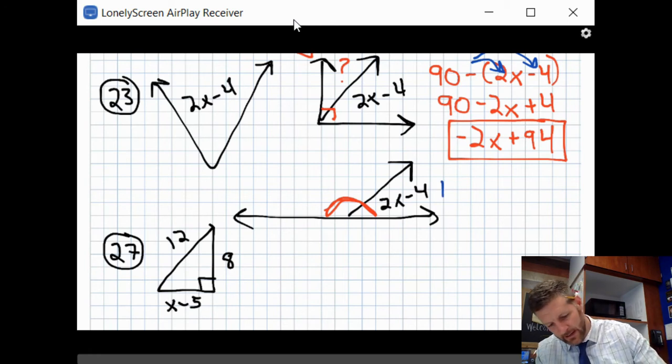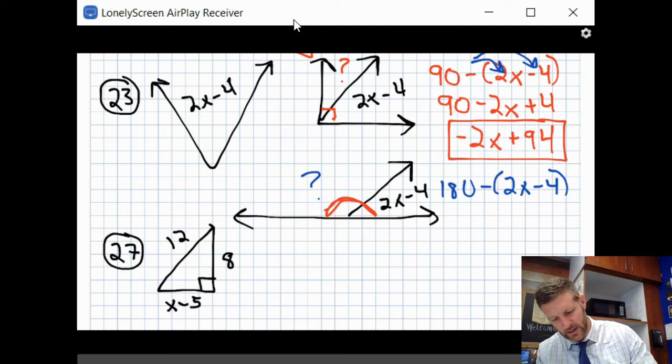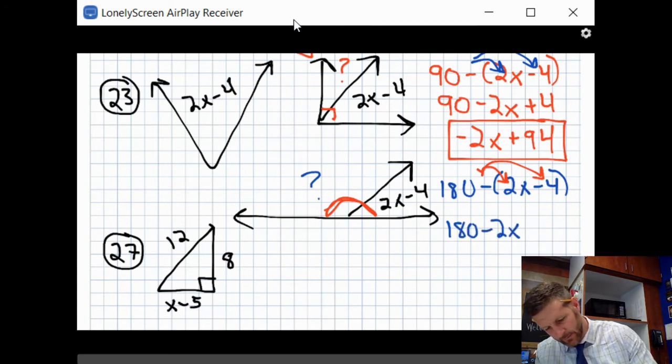So it'd be 180, which would be this unknown angle right here, minus, or 180 the total, minus the 2x minus 4 would then be equal to this unknown angle here. So now let's go ahead and distribute the negative. Okay, easy way to get the slightly wrong answer, so be careful and be sure to always do that. So we have 180 minus 2x plus 4 again, and so that's just going to be 184 minus 2x, which is a perfectly acceptable answer, or you could go ahead and do the negative 2x plus 184.